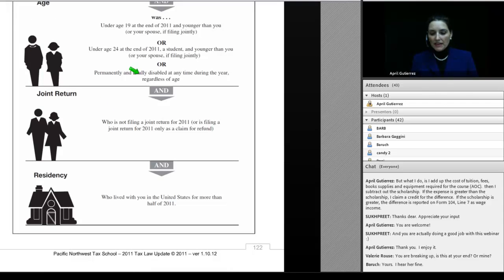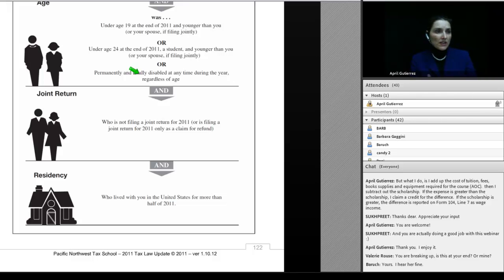Next, we have the joint return test. Your child cannot have filed a joint return for 2011 unless the only reason they filed that joint return was to make a claim for a refund. That means that they weren't required to file, and didn't have any tax on the return if they did file, because if they did, they were required.